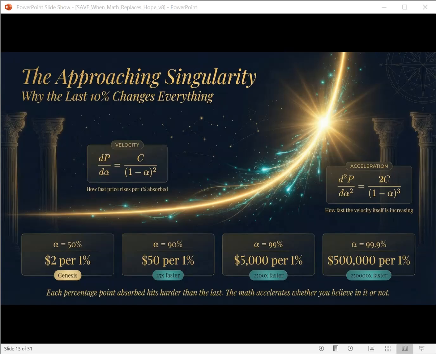But the truly remarkable property is not the price itself. It is the acceleration, the velocity of price, how fast it changes per unit of alpha. If you just do dP by d alpha, you get C divided by 1 minus alpha squared. The acceleration, how fast the velocity is changing, is if you do one more derivative of this, you get d squared P by d alpha squared is 2C divided by 1 minus alpha cubed.